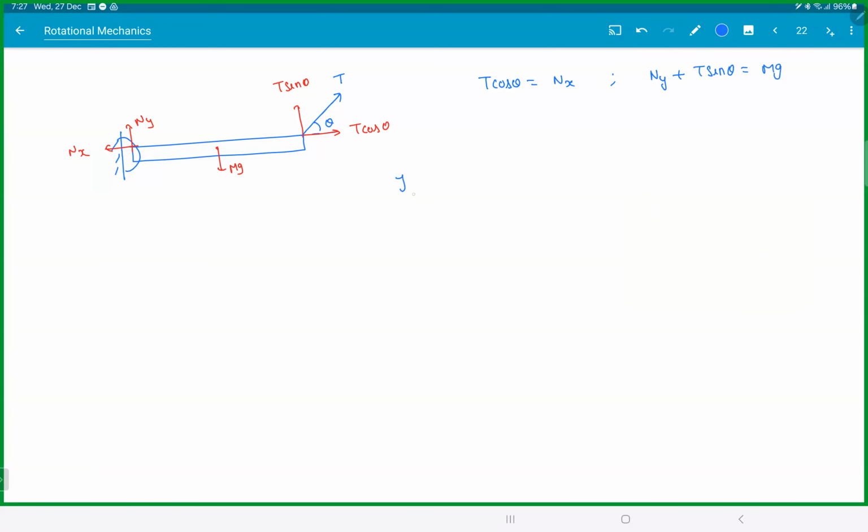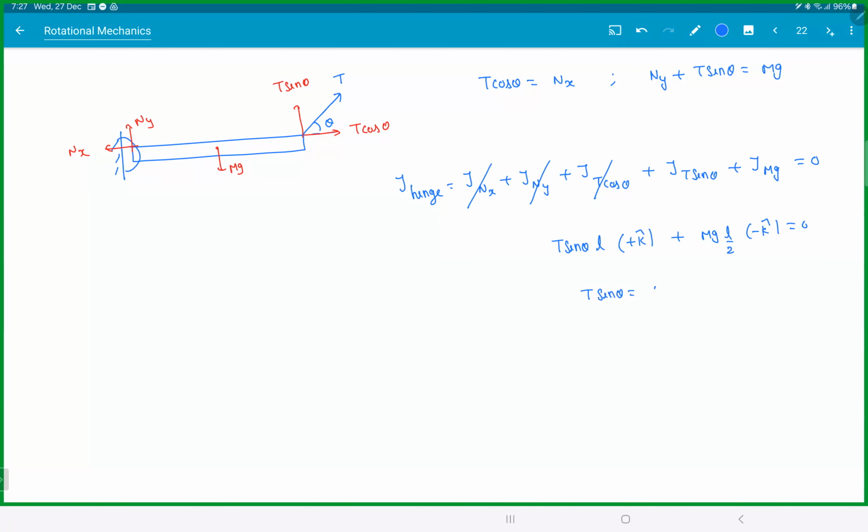Now here I'll take the torque about the hinge. You can take any point. Torque due to nx, torque due to ny, torque due to T cos theta, torque due to T sin theta, torque due to mg. Like I said, later on we'll stop writing, but for now, chalo, we'll write 0, 0, 0. They're passing through axis. T sin theta ka torque will be T sin theta, perpendicular distance is L, direction is plus k cap. mg, perpendicular distance is L by 2, minus k cap. So from here I get T sin theta is equal to mg by 2.